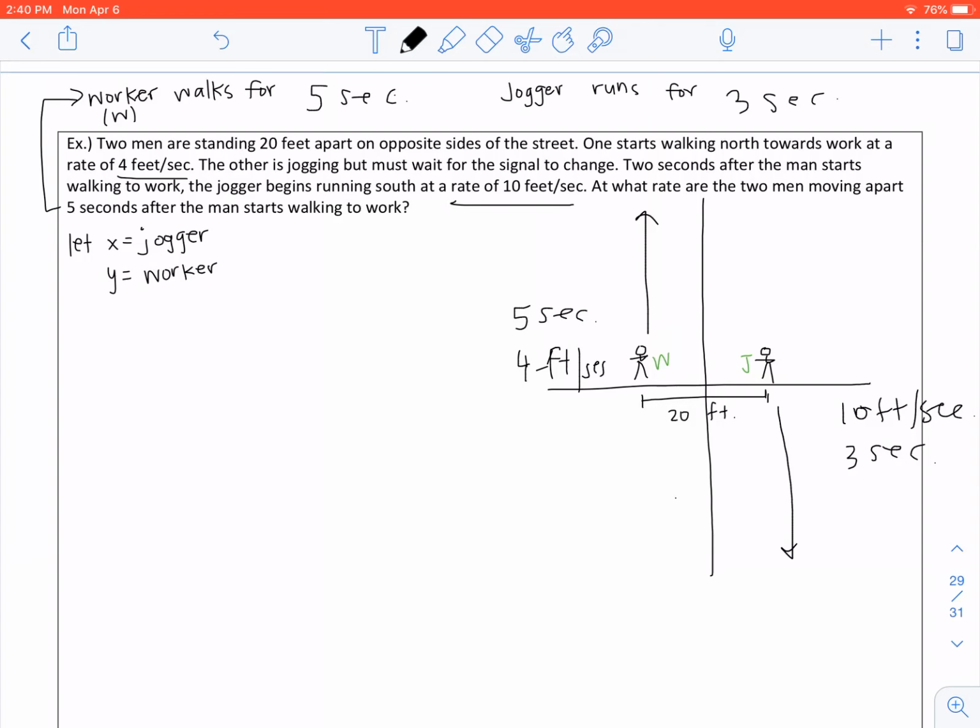So we do know some stuff. If I let X equal my jogger and Y equal my worker, I do know that dx/dt, the rate at which that jogger is running, is 10 feet per second. And I do know that dy/dt, which is the rate that that worker is walking at, is 4 feet per second.